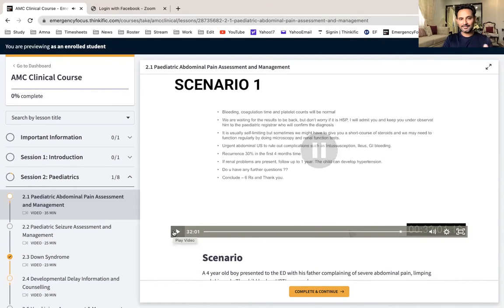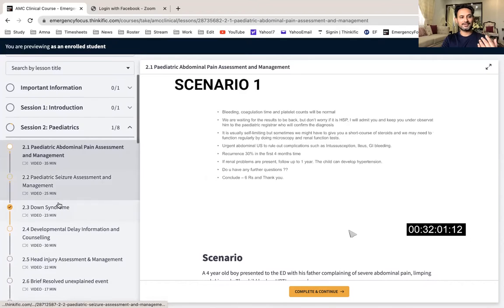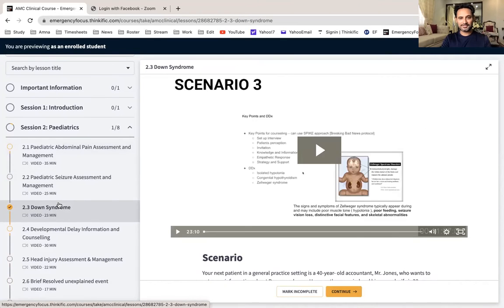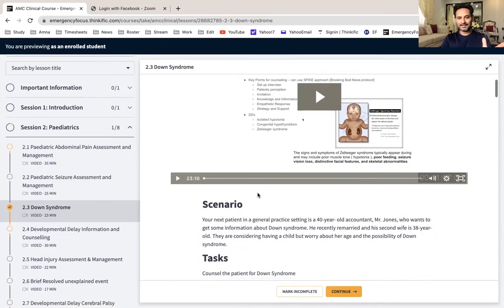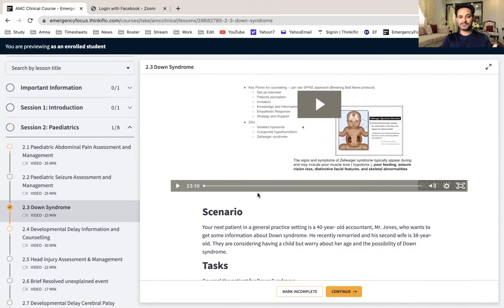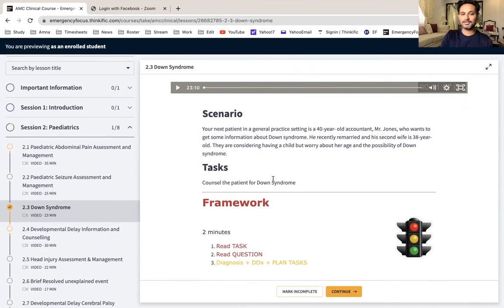There's a candidate who is actually doing the scenario in exam condition, in exam time, and you will get feedback by the faculty at the end of the scenario. And every topic is organized in that way. So if I was to go onto the Down syndrome topic, again, the scenario is about a patient who's presented to general practice, a 40-year-old accountant, Mr. Jones, who wants to get some information about Down syndrome. He's recently remarried his second wife, who's 38 years old, and they're considering having a child, but worry about the age and the possibility of Down syndrome. Your task is to counsel the patient about Down syndrome.